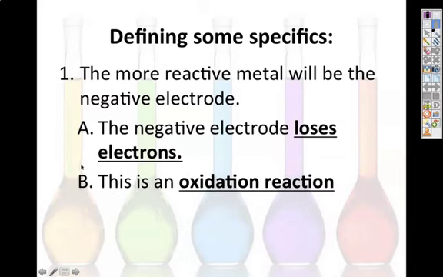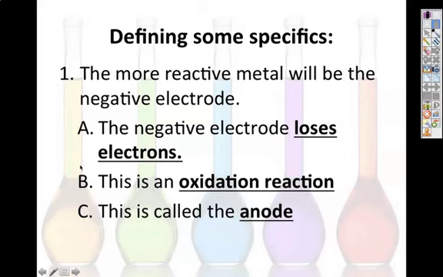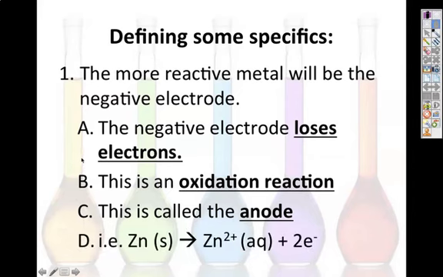And this we know is an oxidation reaction. So at the negative electrode, we're losing electrons, that's why it's negative, and that's an oxidation reaction. When dealing with voltaic cells, we more specifically call it the anode. So oxidation occurs at the anode. In an example, we have zinc solid forming Zn2+ plus 2 electrons.